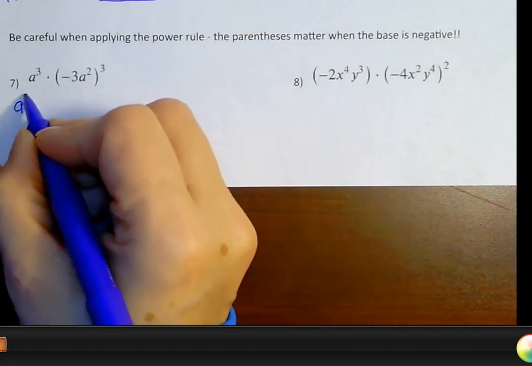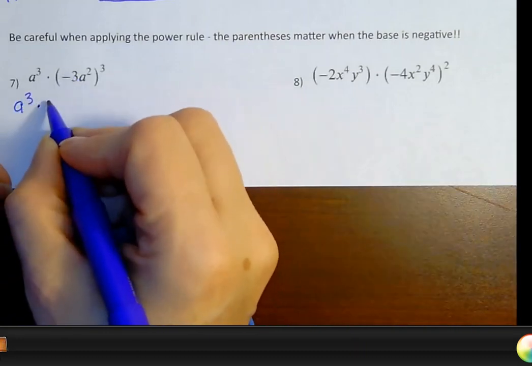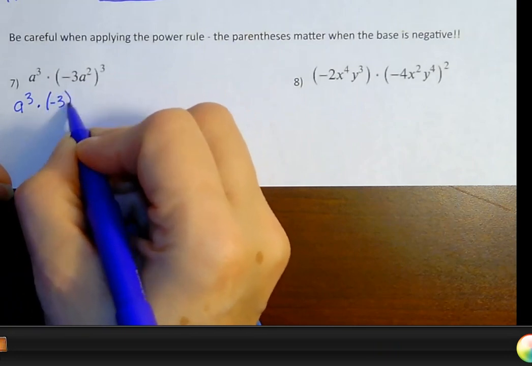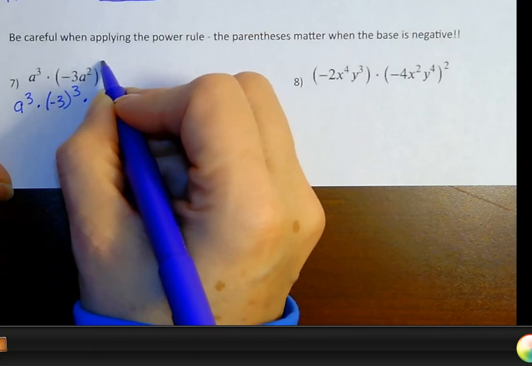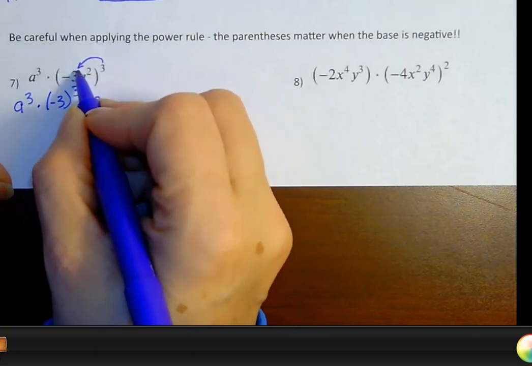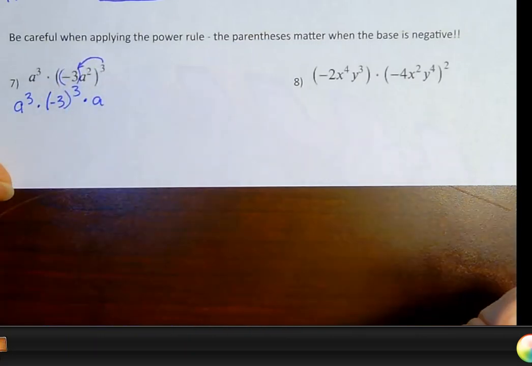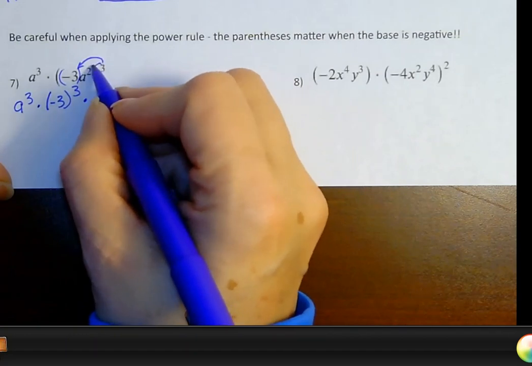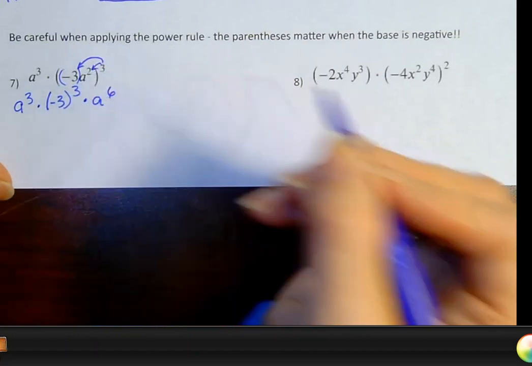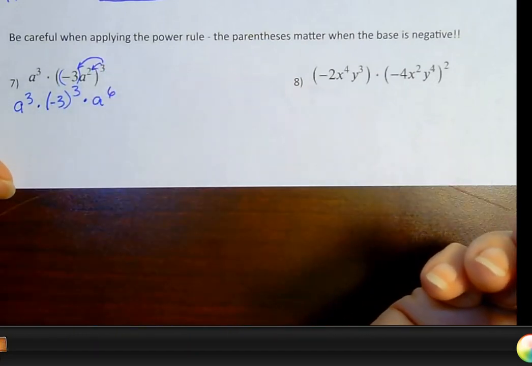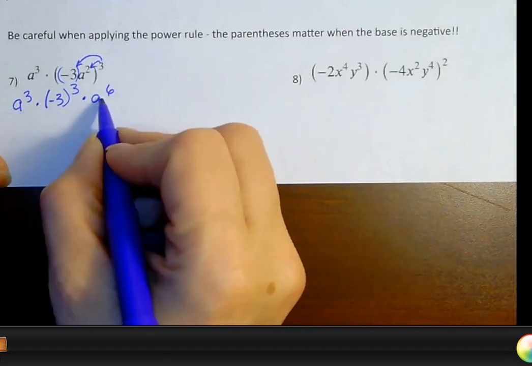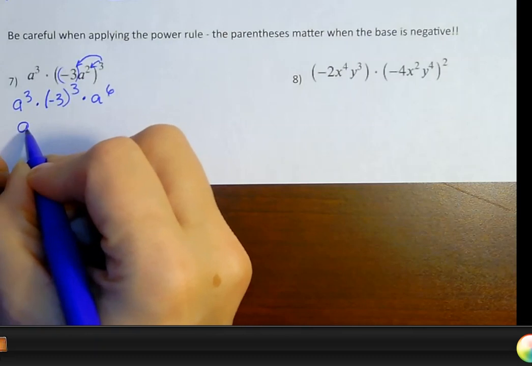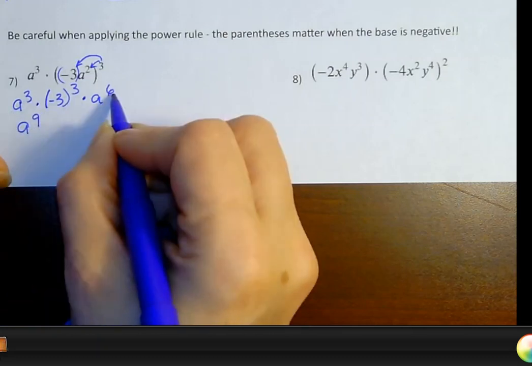Okay, a to the 3rd times, I can think of this as negative 3 to the 3rd times a, so I'm distributing this 3, but it's going to the negative 3, right? Times a to the 2 times 3, a to the 6. Okay, so I end up with a to the 3rd times a to the 6th. That's going to be a to the 9th, because I get to add those together.